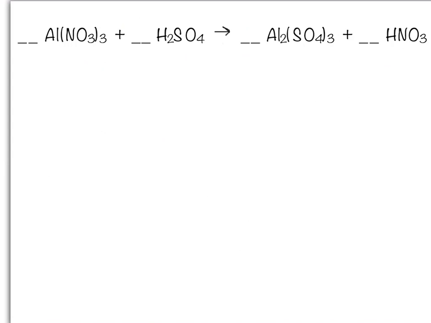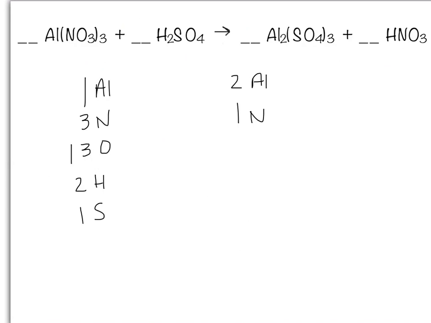In this reaction I have aluminum nitrate reacting with sulfuric acid, forming aluminum sulfate and nitric acid. Let's do our atom inventory. I have 1 aluminum, nitrogen I have 3, oxygen I have 3 times 3 is 9, plus those 4 is 13 oxygens. 2 hydrogen, 1 sulfur. I do the same thing for the product side. I have 2 aluminums. Nitrogen, it looks like only 1. Oxygen, I have 3 times 4 is 12 plus 3, that is 15. And hydrogen looks like only 1.